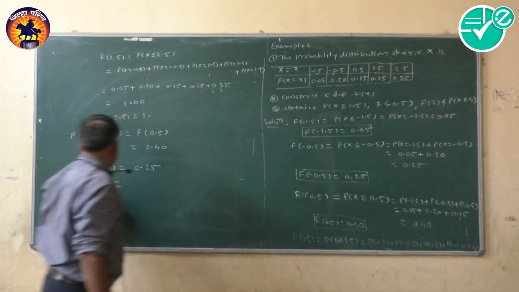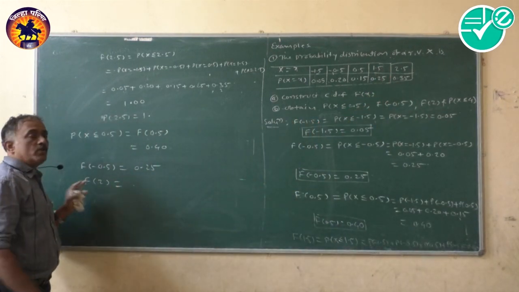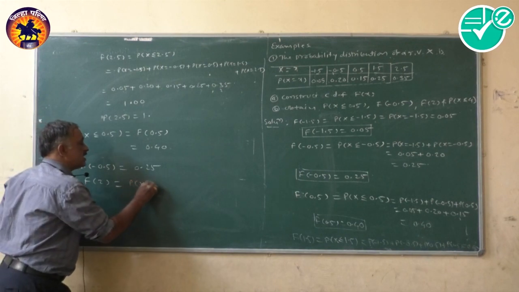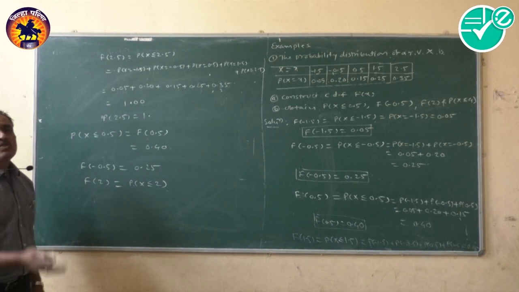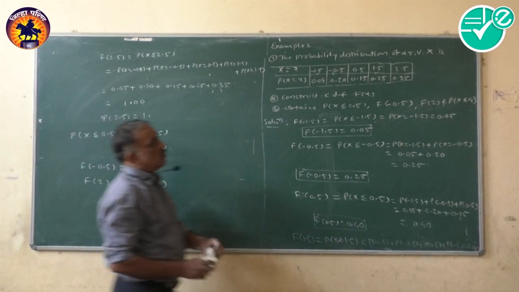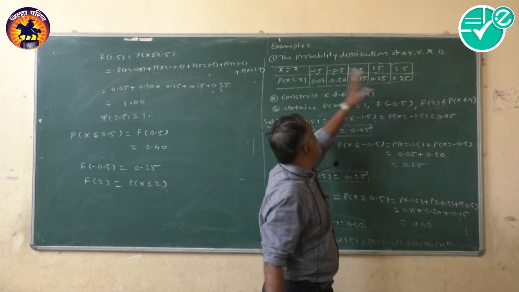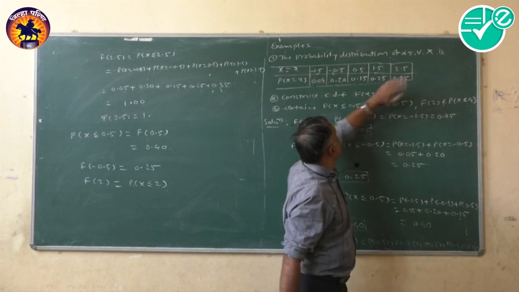What is the meaning? Actually, according to our definition, f of 2 will be the probability that x is less than or equal to 2. So, which are the values that x assumes which are less than or equal to 2?